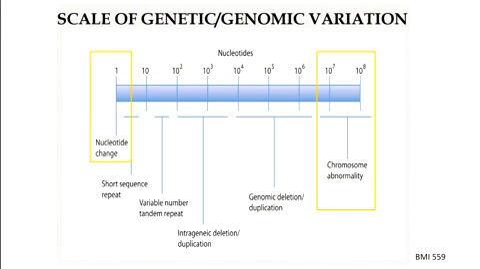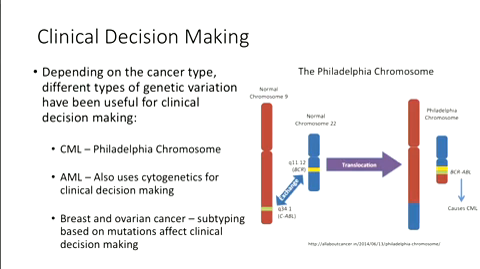Researchers have used information from different scales to summarize instability in solid tumors, and the clinical utility is uncertain, whereas chromosome abnormalities such as these structural changes or gene fusions are routinely used for clinical decision making. When we talk about clinical decision making, this really depends on the cancer type, and this can include different types of genetic variation.